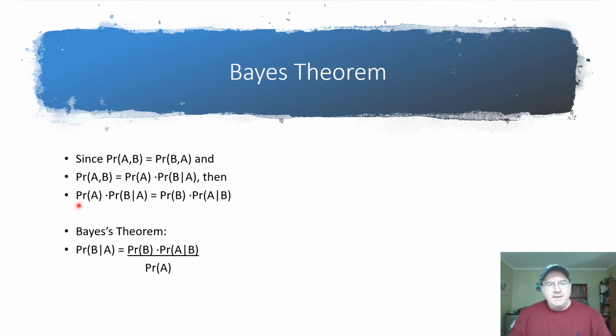If you divide by the probability of A, then we have what's known as Bayes' theorem, a very famous theorem, which states the probability of B given A is equal to the probability of B times the probability of A given B, divided by the probability of A. Now, since A and B here are kind of amorphous concepts, let's make this a little bit more concrete.